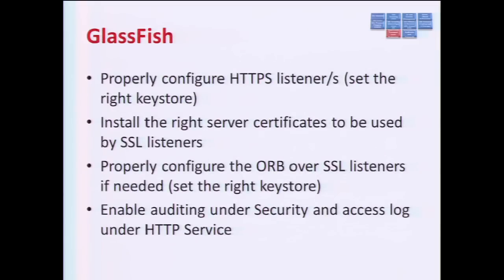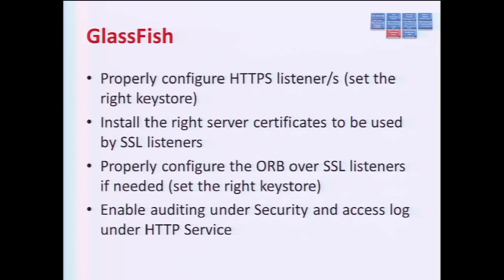For GlassFish, properly configure HTTPS listeners, because an HTTPS listener usually uses a key that you have in your key store to encrypt the data and sign it. Make sure that you are assigning the right key alias for HTTP listeners. ORP over SSL is really important. Make sure that if your clients are going to access GlassFish or your middleware over ORP, they are using SSL and your listeners are properly configured to use the right key based on the alias that you specify.